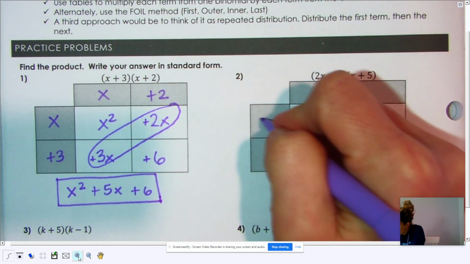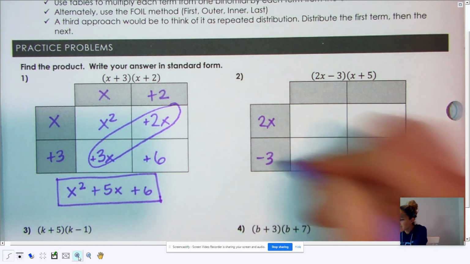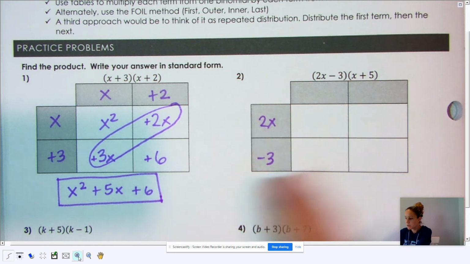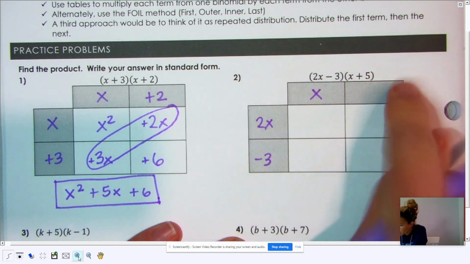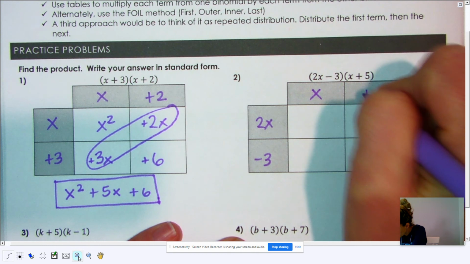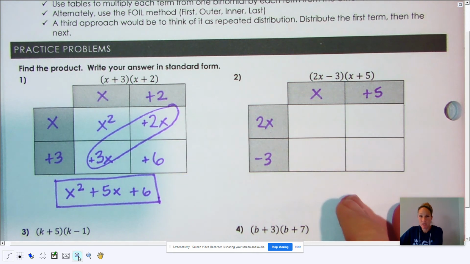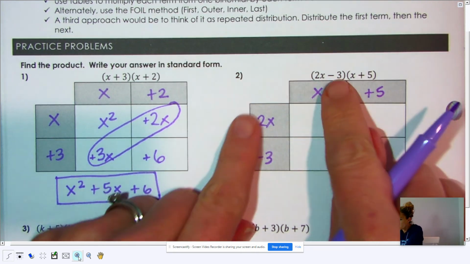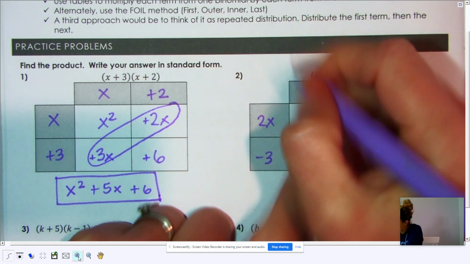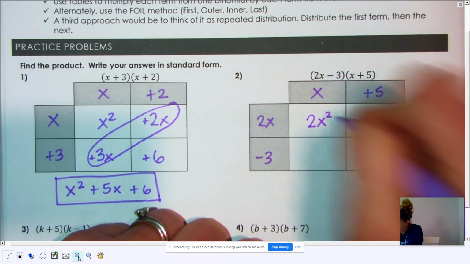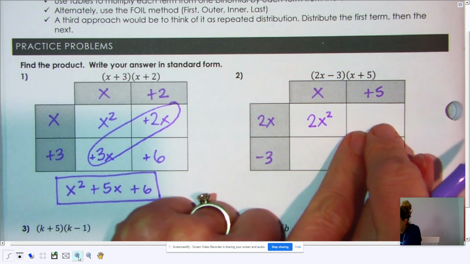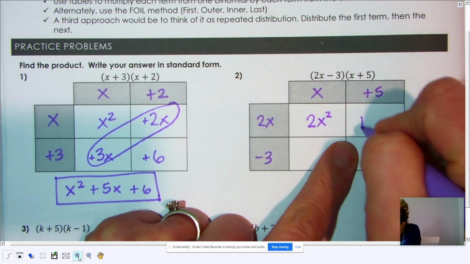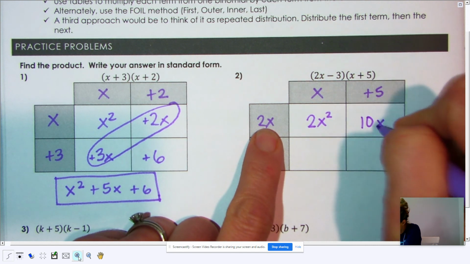So I'm going to write the 2x minus 3, and it doesn't matter if you put it up and down first or side to side first, as long as the whole term is next to each other like this. So plus 5. So now I'm going to do the multiplication again. So 2x times another x would be 2 with x squared, because x times x is x squared. Then 2x times 5, well, 2 times 5 would be 10, and then an x.